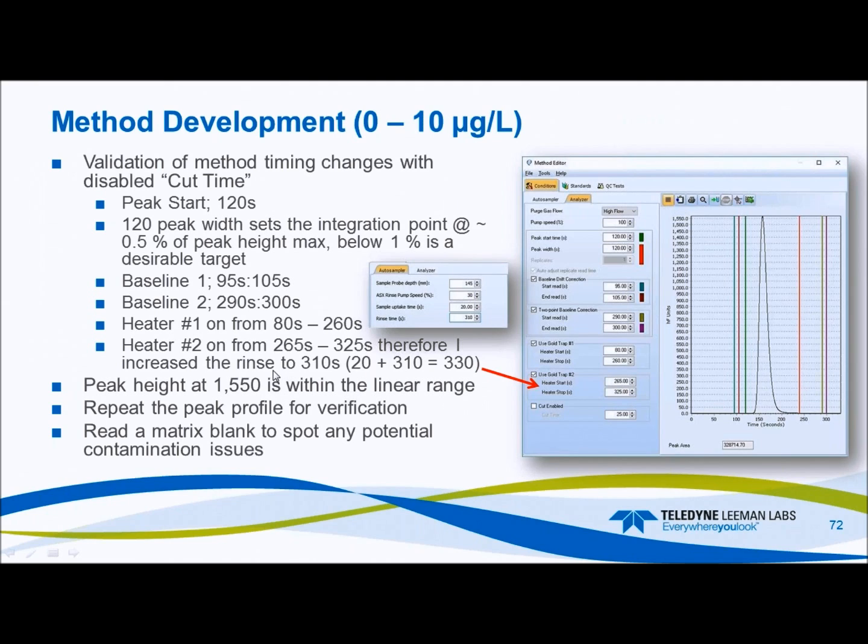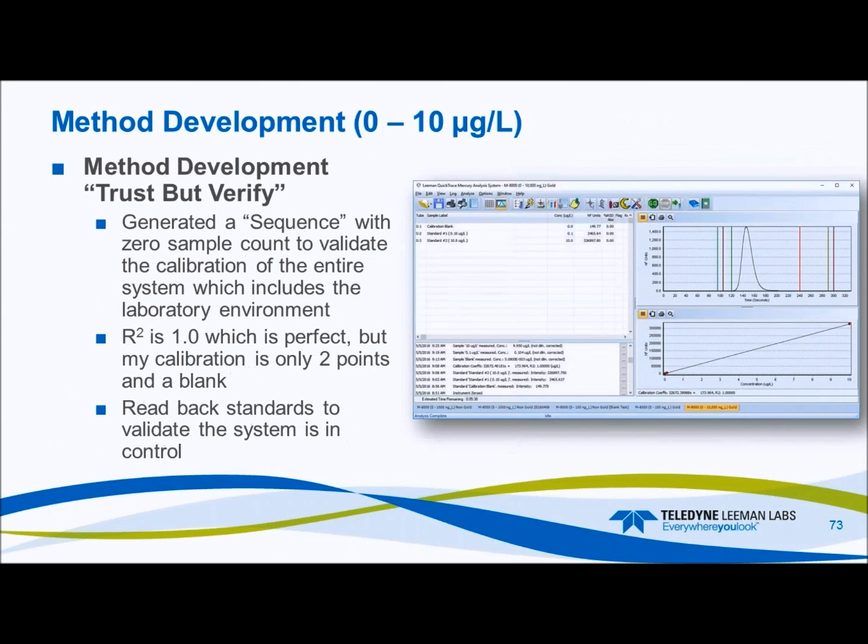So now I can adjust my integration for my baseline correction points. I can put those in there. I looked at the baseline, and I added a little bit of time to 310 seconds because 20 plus 310 is 330, and that was my last event. My second gold trap was turning off at 225. So it works really well. It looks like a nice peak. So reducing the PMT seemed to work.